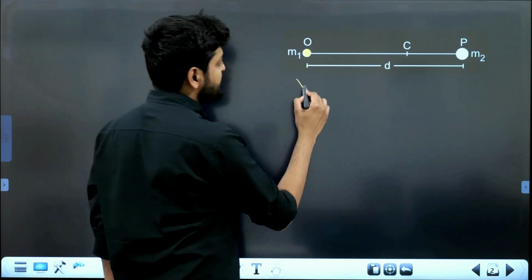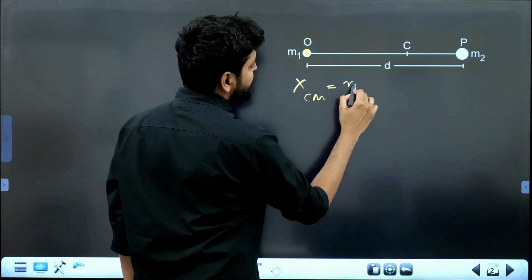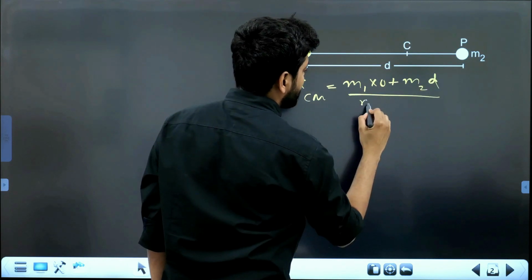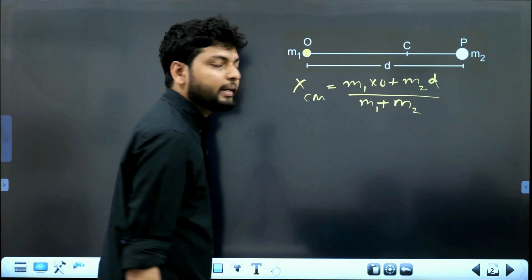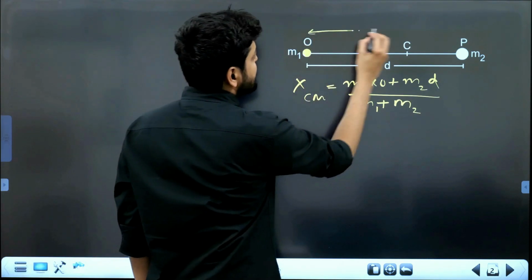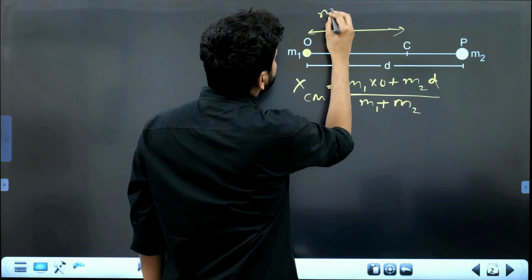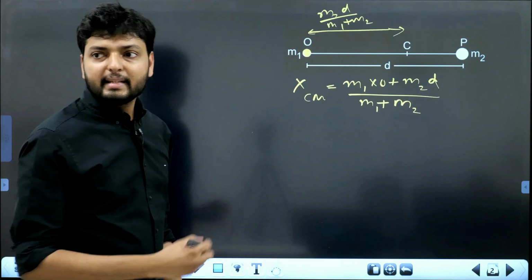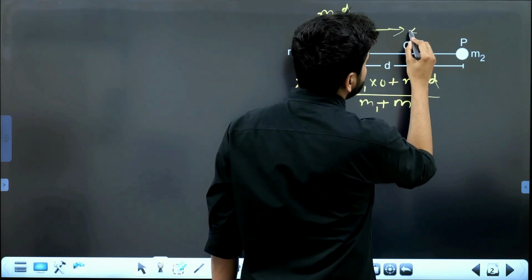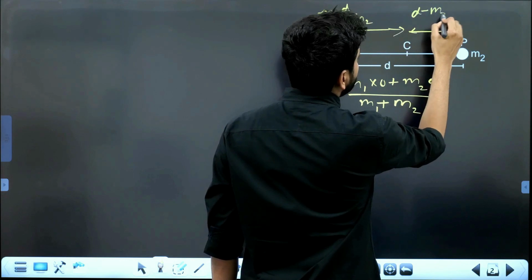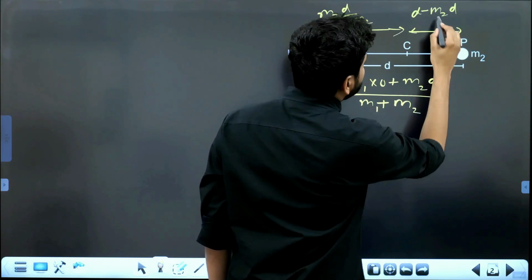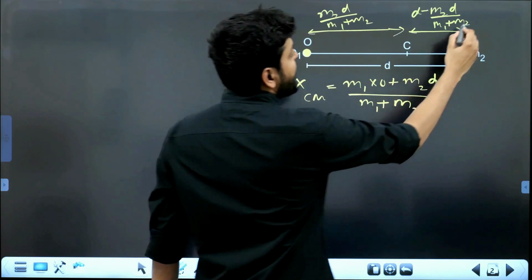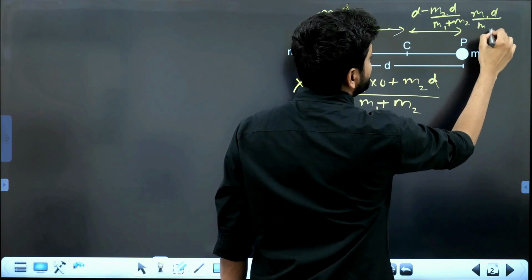The coordinate of the center of mass can be calculated as m1 into 0 plus m2 into d, by m1 plus m2, right? That is, this distance is equal to m2d by m1 plus m2. So what will this distance be equal to? This distance will be equal to d minus m2d by m1 plus m2. That is nothing but m1d by m1 plus m2.